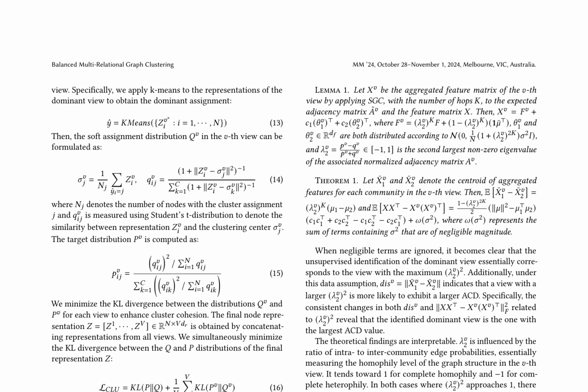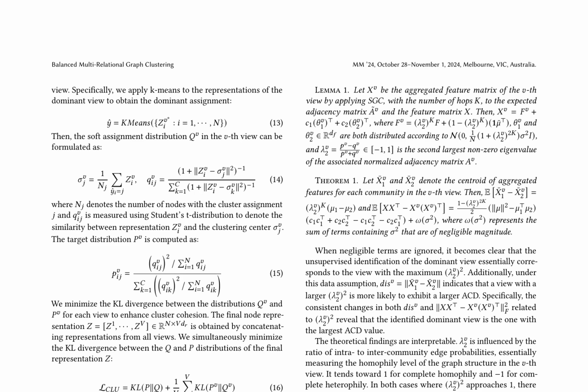By applying k-means clustering to the learned representations of the dominant view, BMGC minimizes the Kullback-Leibler divergence between the distribution of the final representation and the target distribution. This approach leverages scalable graph encoding, eliminating the need for neighbor sampling during training, thereby improving computational efficiency.